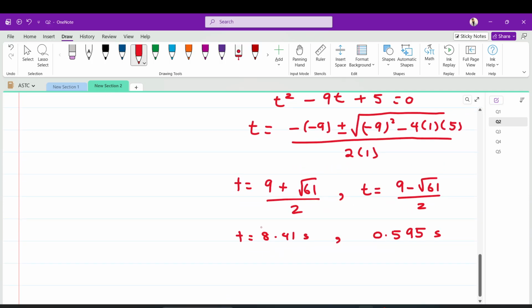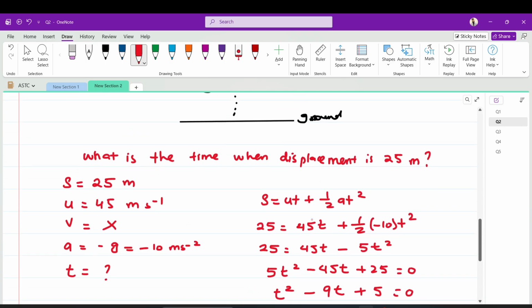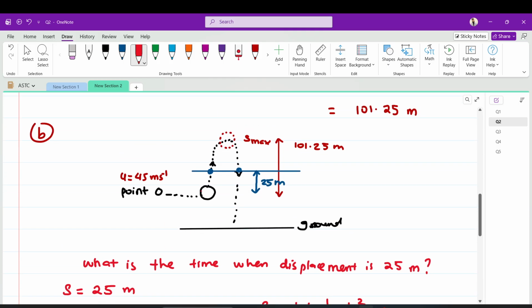Now, what do these values actually tell you, and why do we have two values? Because we need to find the duration, right? So if you look over here, when the ball was thrown upwards at time t is equal to 0.595, at this particular point, the displacement was 25 meters. Then the ball went all the way up, it stopped over here, then it came back down. Again, when it reached the second point, what was the time at that particular instance when the displacement was 25? That was 8.41 seconds. So what is the duration for which the ball was above 25 meters? That will be the difference of these two values.